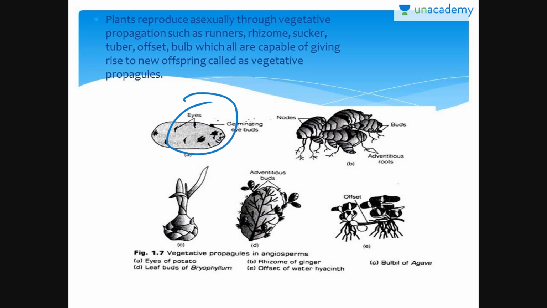These are the eyes of potato. Then this is the rhizome of ginger. This is the bulbil of agave. Then these are leaves of bryophyllum, and then offset of water hyacinth.